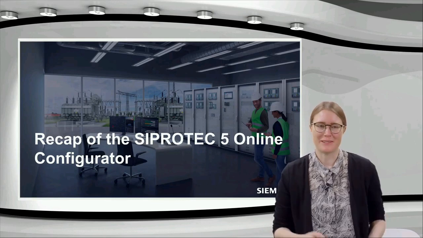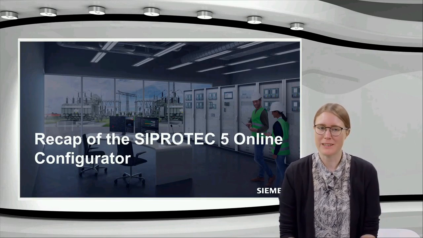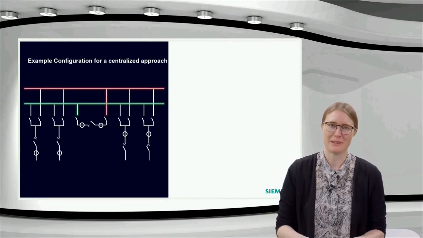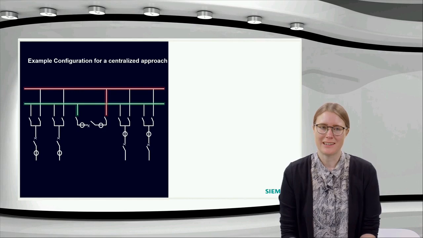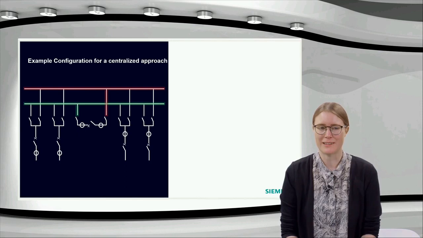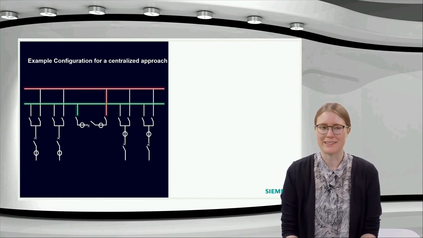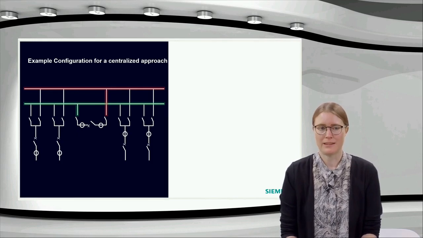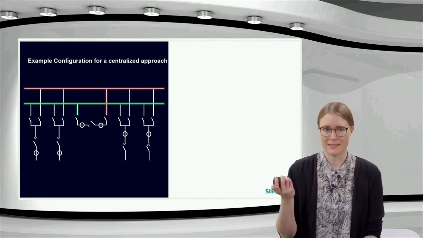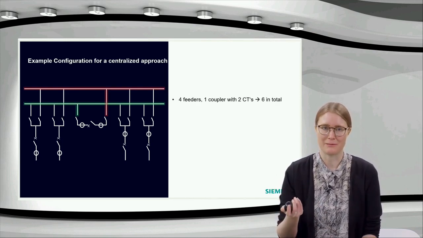At the beginning of this tutorial, I want to give a short recap of the SIPROTEC 5 online configurator. And today we are talking about a centralized busbar protection. For this, we prepared a small example configuration for this centralized approach, and this can be seen here on the slide. We have a double busbar with four feeders and one coupler. Two feeders on the left side of the coupler, two feeders on the right side of the coupler, and the coupler has two CTs.